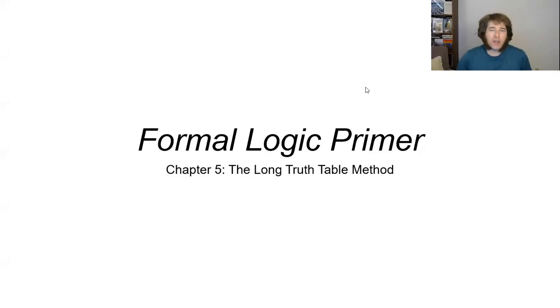Hello everyone, welcome to our video lecture on the 5th chapter of Formal Logic Primer. This is the chapter on the long truth table method for checking the validity or invalidity of an argument. So this is really a chapter where everything we've been doing so far comes together. And then we're going to see chapter 6 is really just a kind of shortcut way of doing what we're doing here in chapter 5.